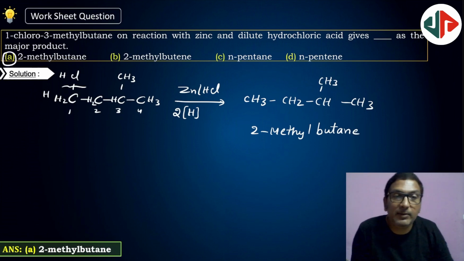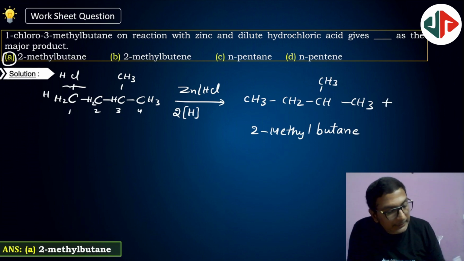Reduction. Reduction of alkyl halides to the corresponding alkanes. And HCl will be released.